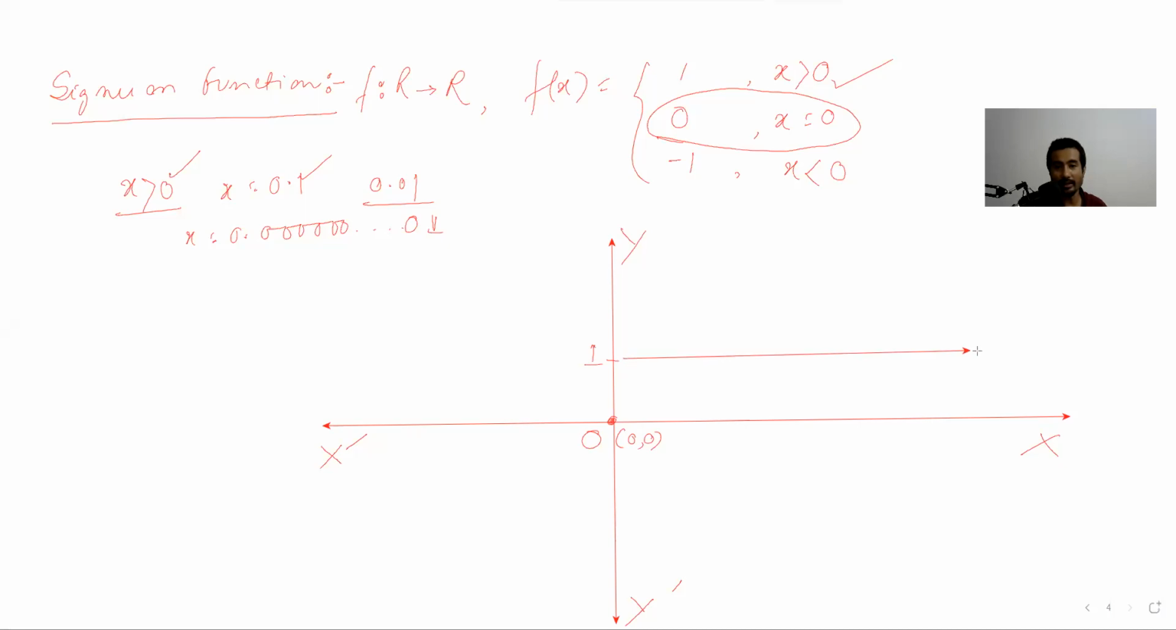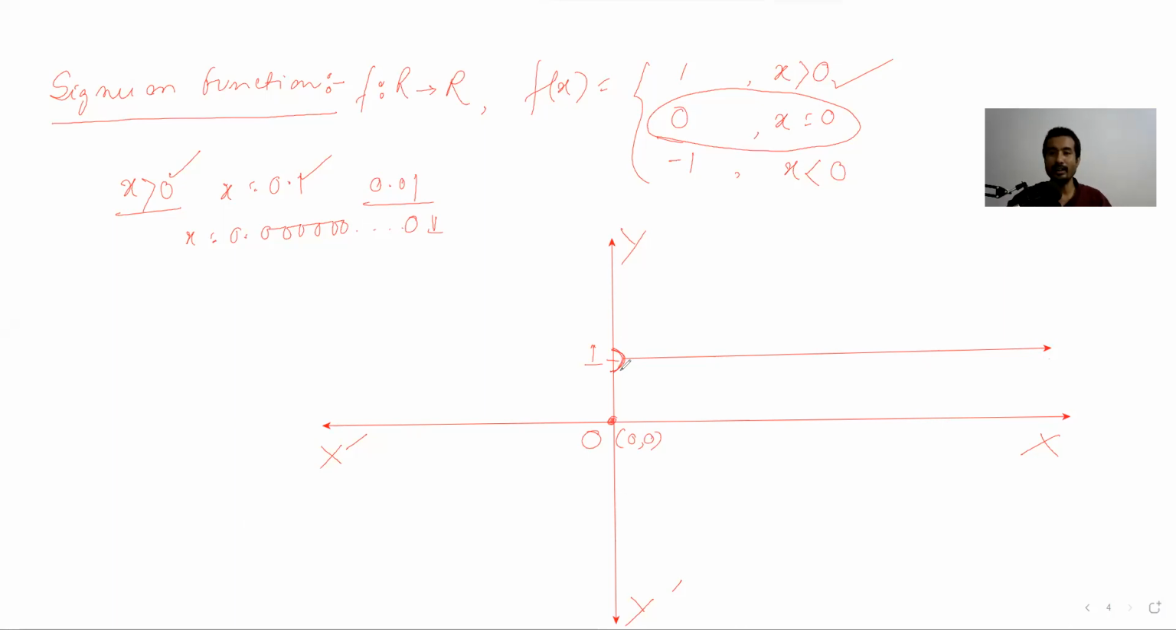We will have a line like this. This is the line y equal to 1, right? So this is the line y equal to 1. But the thing is that we cannot join this line with the y-axis. We have to give a gap here. Now a question may come to your mind: why should we give this gap?